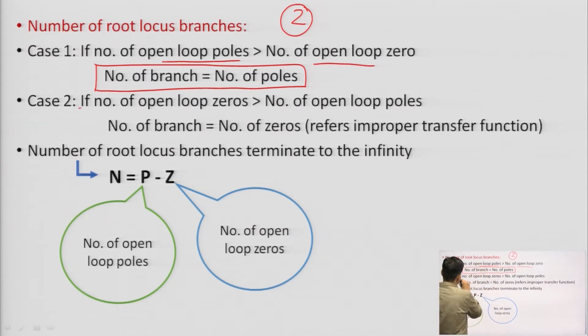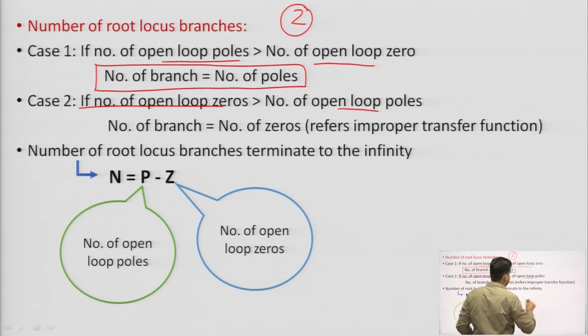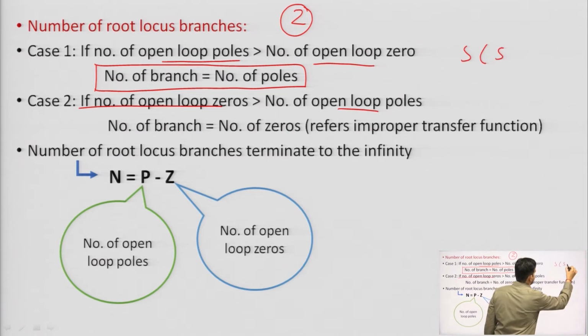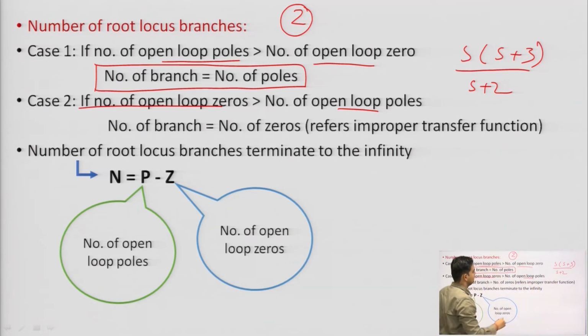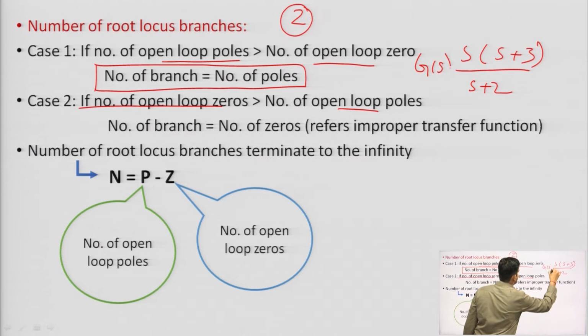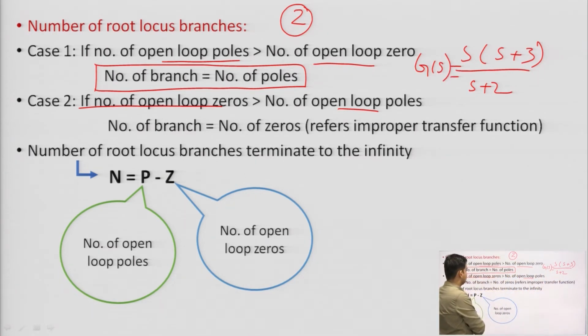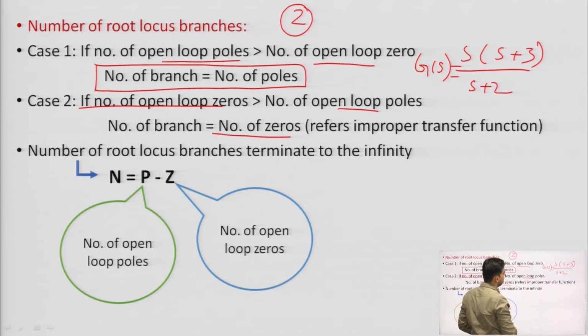Then the second case: if the number of open loop zeros is greater than the number of open loop poles. For example, you can take G(s) equal to s plus 3 divided by s plus 2. Here the number of open loop zeros is greater than the number of open loop poles. So, the number of branches in the root locus will be equal to the number of zeros. This type of transfer function is an improper transfer function, because the power of the numerator is higher than the power of the denominator, right.